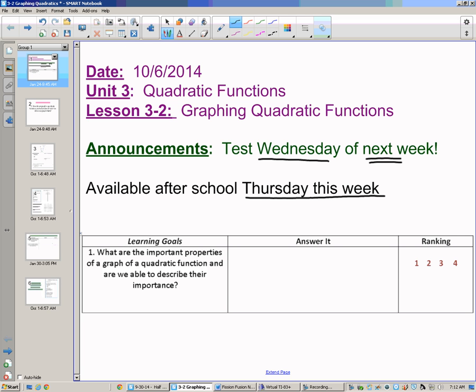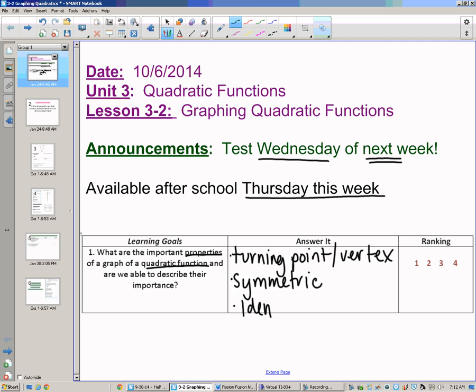From Friday of last week, we looked at properties of quadratic functions, and you should have this answered. If you don't, please take a second. You can pause the video to take out your learning goals. I want to make sure you have this answered. The important properties of a quadratic function: you should realize that there is one turning point or vertex, and it's either a maximum or a minimum depending on if your graph opens up or down. It's symmetric, meaning you can fold it in half. And we like to be able to identify, just like we did with lines, the x and y intercepts.